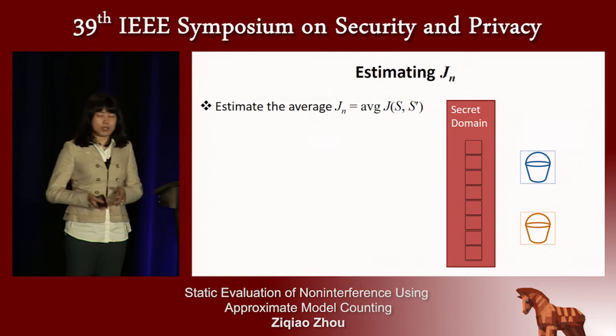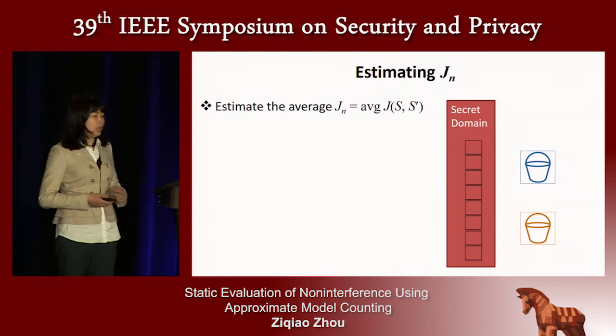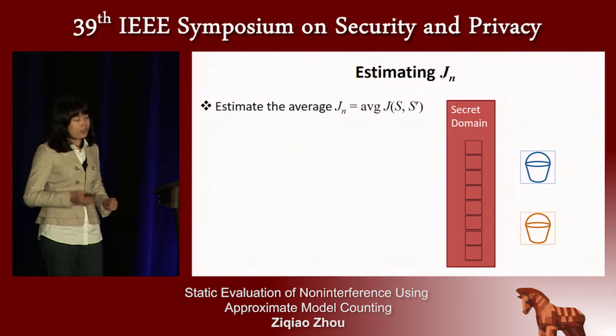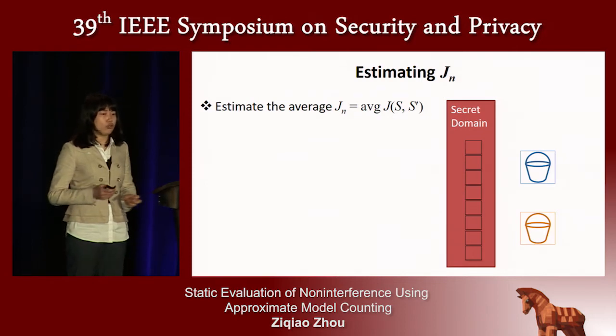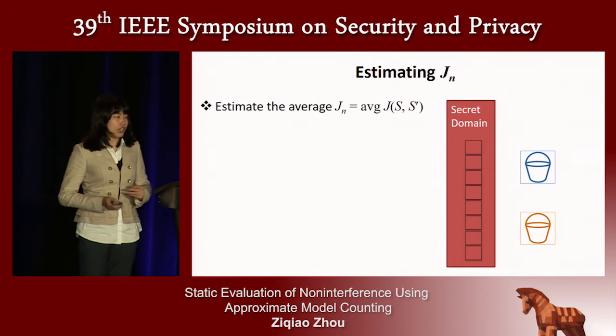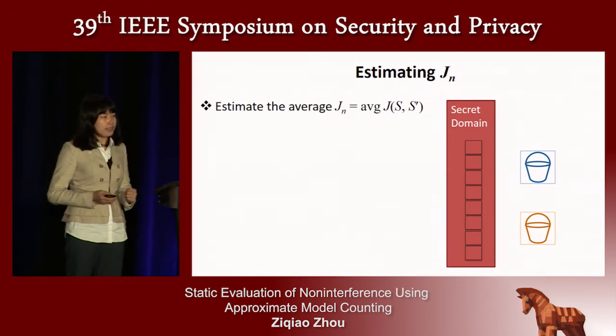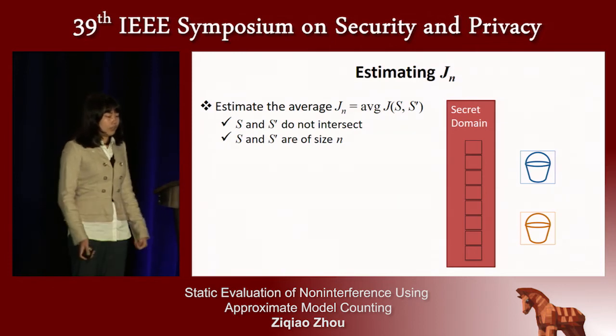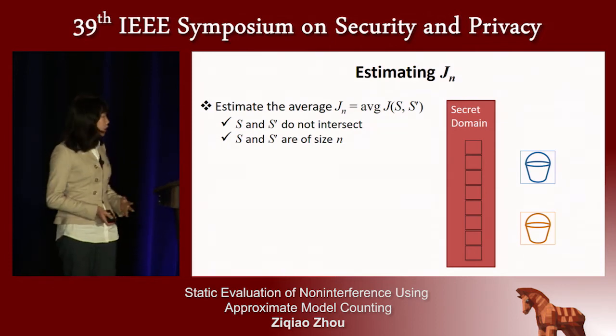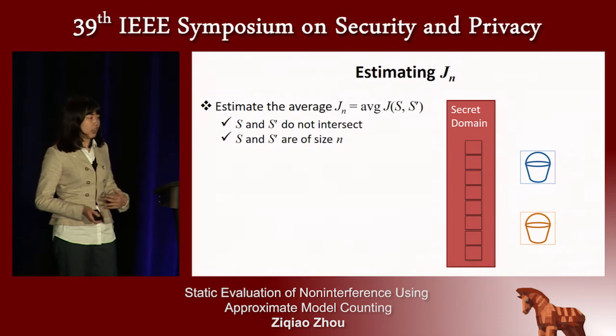And as for the implementation part, if you want to use the Ziqiao distance to estimate the interference, we should not only consider the Ziqiao distance between two particular secret sets. We need to consider the average Ziqiao distance per secret set size n. However, there are a lot of challenges to estimate the average Ziqiao distance.